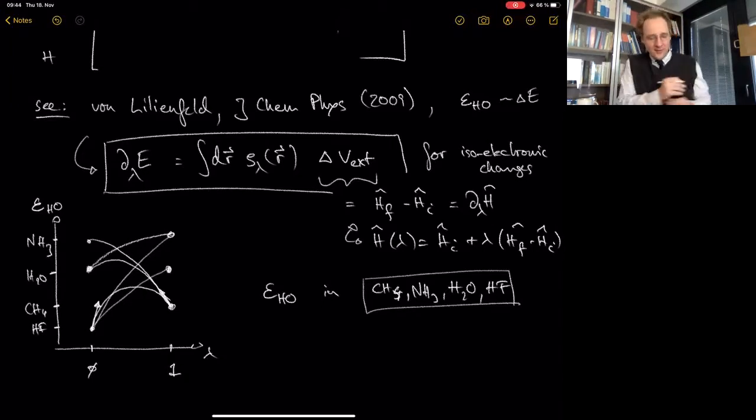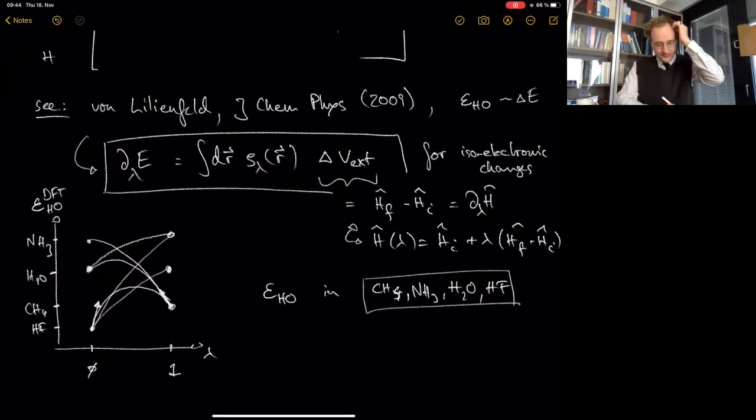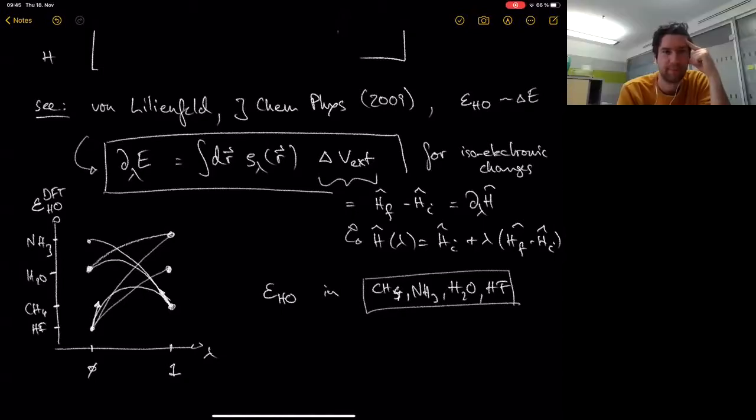So these were DFT numbers, so you can look up the details in this paper. So these are approximated HOMO eigenvalues, but the entire numerics is completely unproblematic. Interesting. All right.